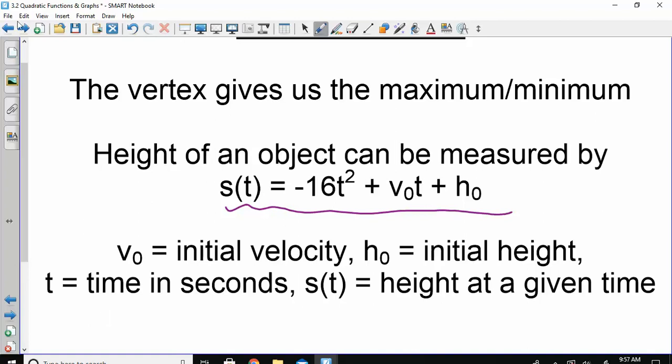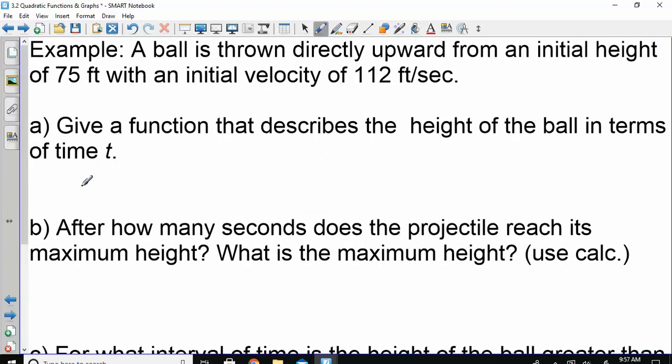I just want to look at one problem along these lines. So a ball is thrown directly upward from an initial height of 75 feet with an initial velocity of 112 feet per second. So we're talking about this formula that we just wrote down. So part A, I want the function that I would use to describe this height.